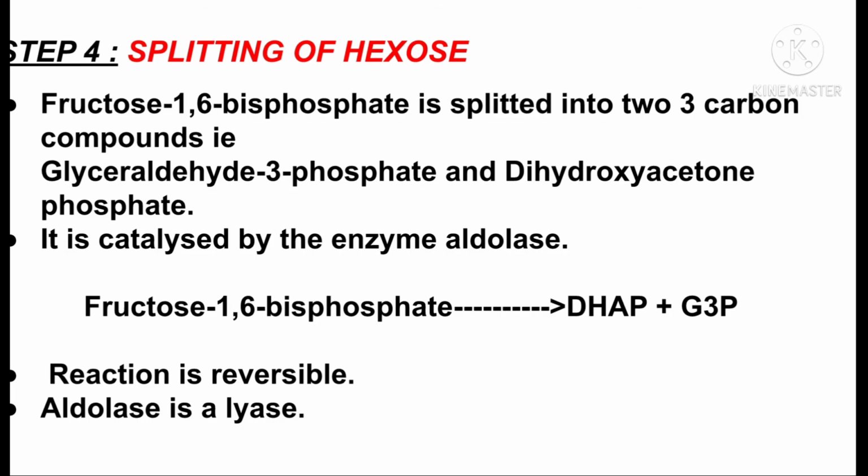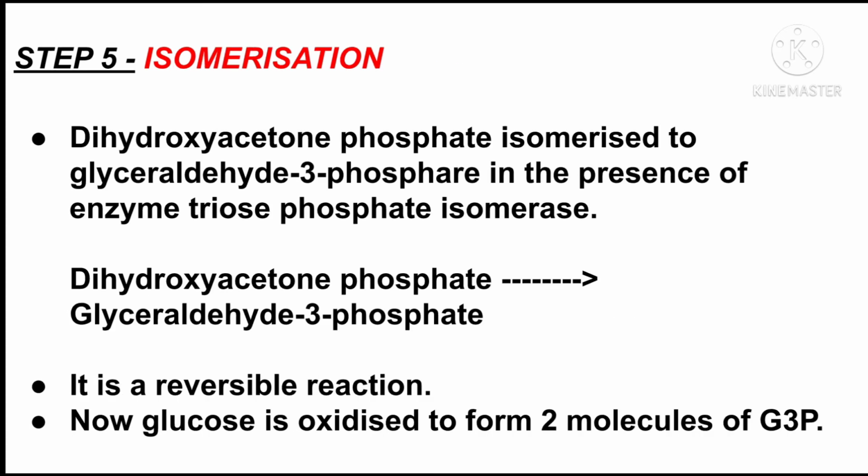Step 4 is splitting of hexose, that is fructose 1,6-bisphosphate is split into two 3-carbon compounds, that is glyceraldehyde 3-phosphate and dihydroxyacetone phosphate. It is catalyzed by the enzyme aldolase. The reaction is reversible. The aldolase is an example for lyase type of enzyme. Step 5 is isomerization. Dihydroxyacetone phosphate is isomerized to glyceraldehyde 3-phosphate in the presence of enzyme triose phosphate isomerase. It is a reversible reaction.